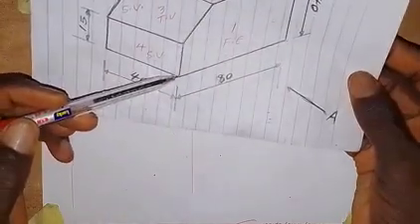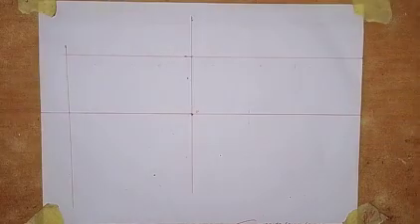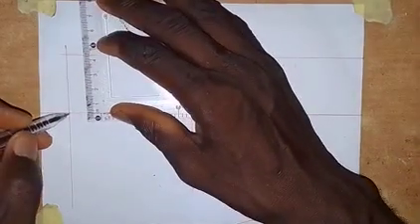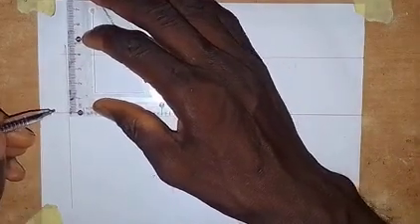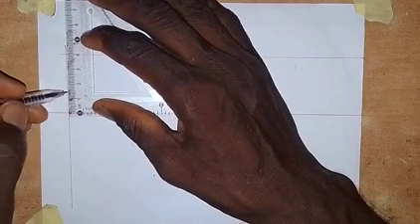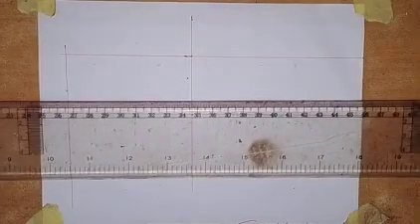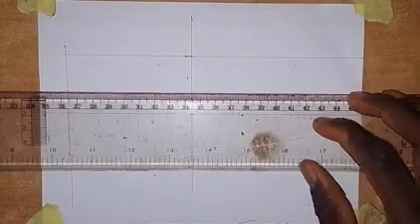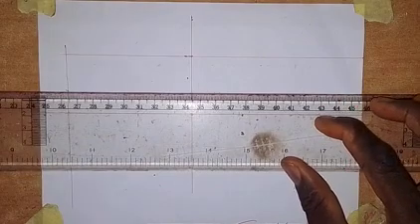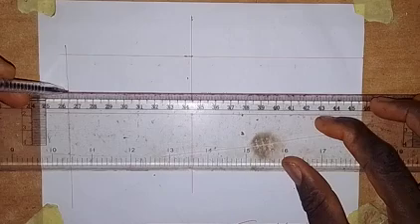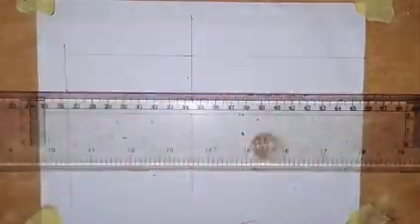The height from here to here is 15 millimeters. So come to this point here and take a measurement of 15 millimeters. That is 1.5 centimeters. So this is 15 millimeters. From this point, as I said, any measurement that you take on the vertical line, you have to draw a horizontal line to this side like this.